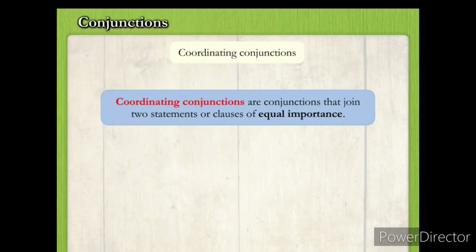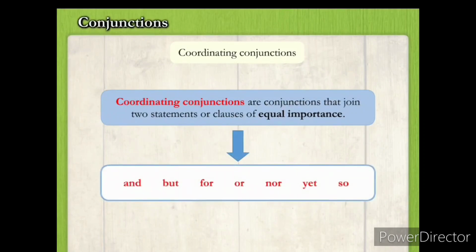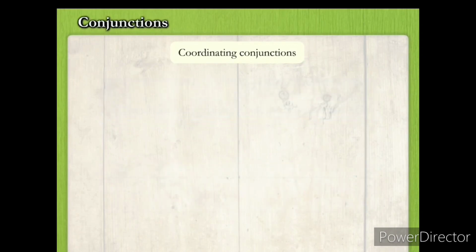Coordinating conjunctions are conjunctions that join two statements or clauses of equal importance. The main coordinating conjunctions are and, but, for, or, nor, yet, and so. Look at these sentences to see how they are used.